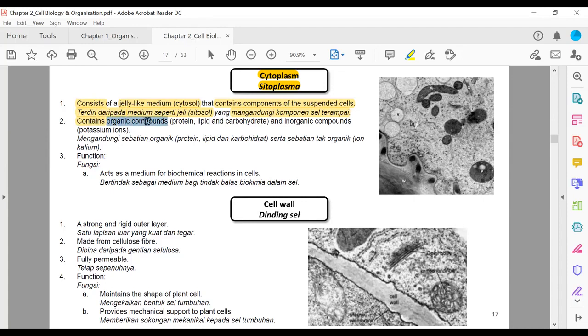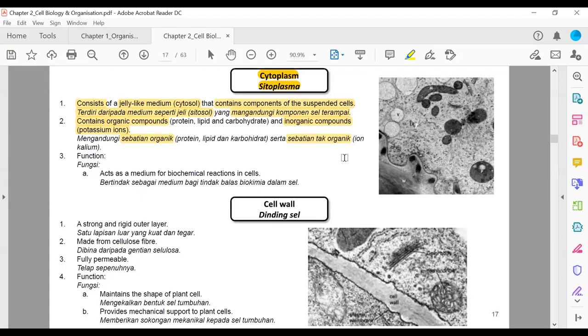Contains organic compounds, mengandungi bahan-bahan organik. Cytoplasm mengandungi bahan-bahan organik seperti protein, lipid, dan karbohidrat. And inorganic compounds seperti potassium ion. So dalam cytoplasm ada apa? Dalam cytoplasm ada bahan-bahan organik, ada bahan-bahan bukan organik. Ada organic compounds, sebatian organik, dan ada juga sebatian tak organik, inorganic compound seperti potassium ions.